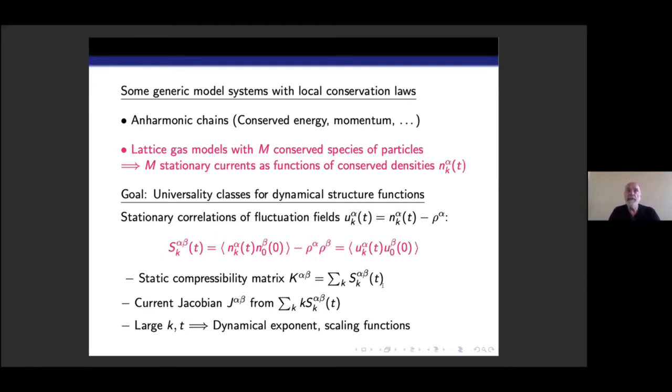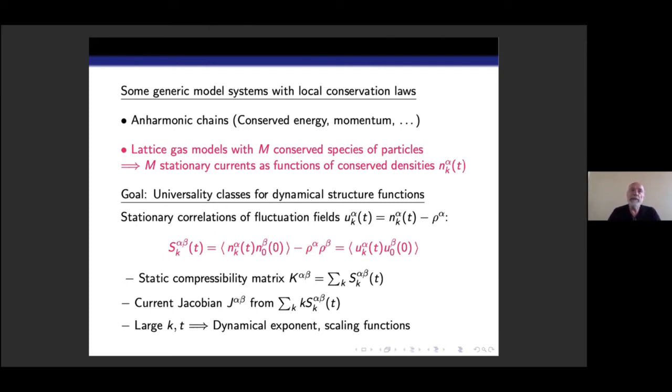So now, what is it that we want to investigate in this context of universality? Well, one of the basic quantities to look at are the dynamical structure functions, which are just the time-dependent stationary correlations of the fluctuation fields. So you look at your occupation number, this quantity n_k: the number of particles of species alpha at site k at time t. You subtract the stationary background, and you want to study how these deviations from stationarity fluctuate. So you look at the joint correlation of these two quantities at two different times, which of course depends only on the time difference because the average is taken over the stationary state.